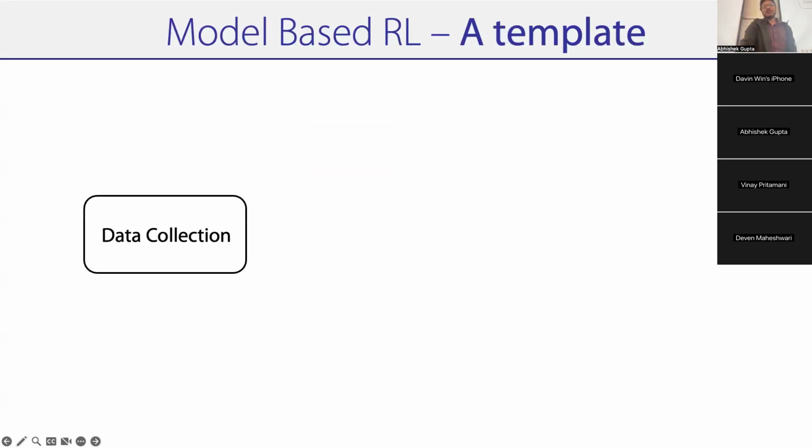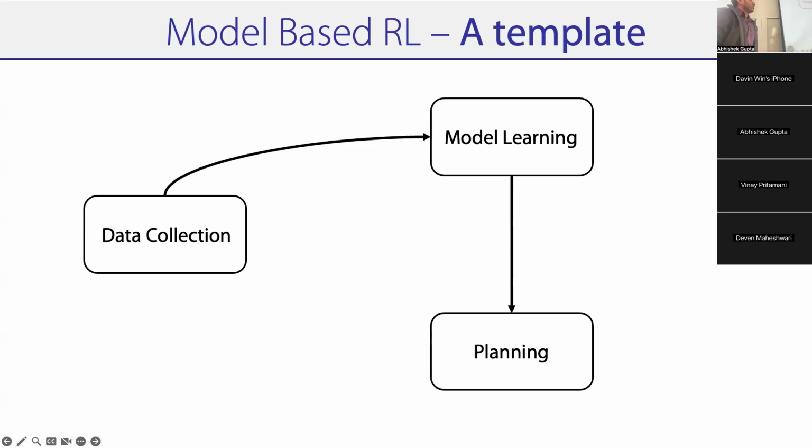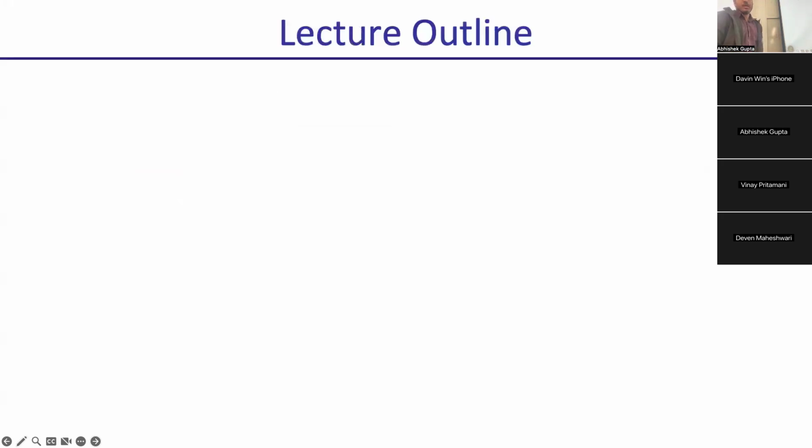And a basic template looks something like this. You start by collecting some amount of data. You then learn a model from that data, use it to plan, and go collect more data in the world, update your model, replan, update your model, replan, and so on. And so we're going to try and instantiate this in different ways.